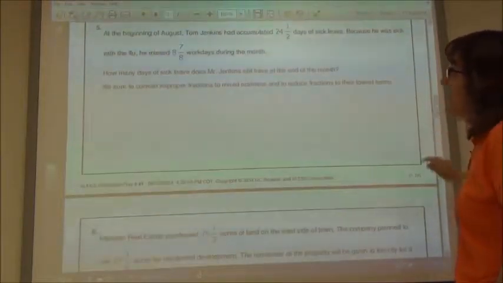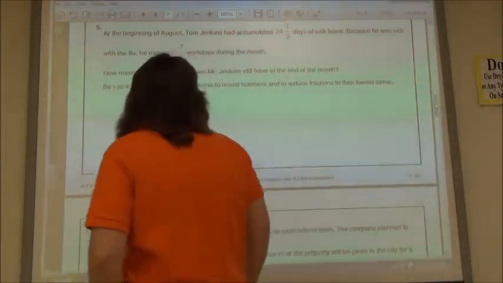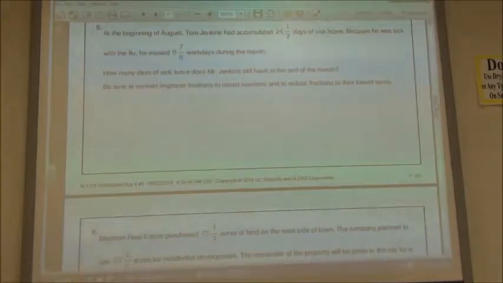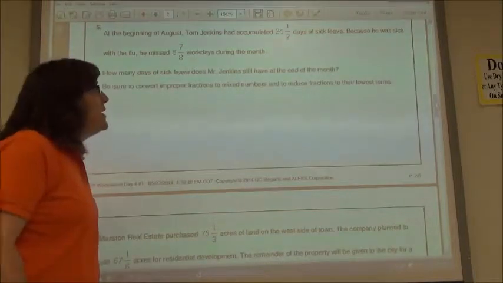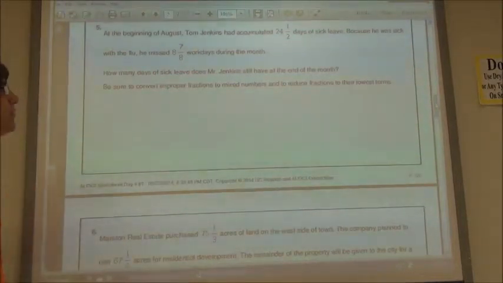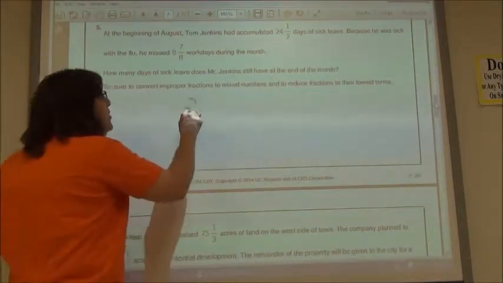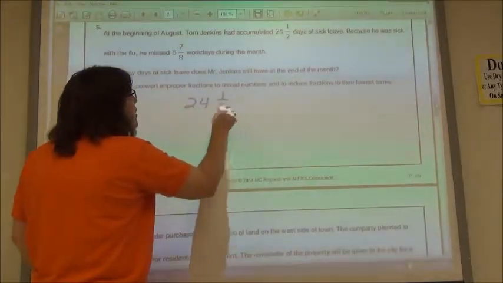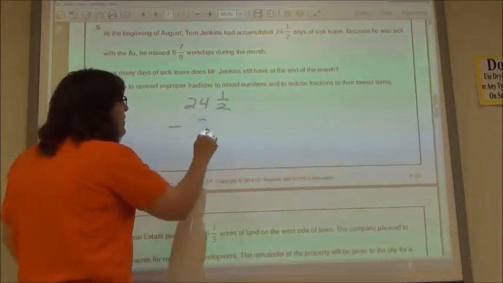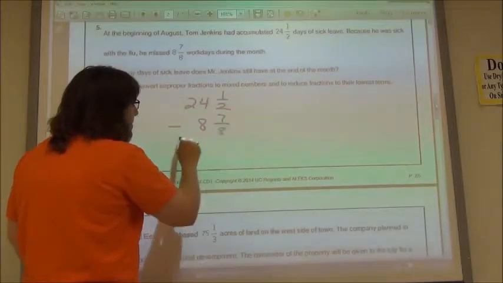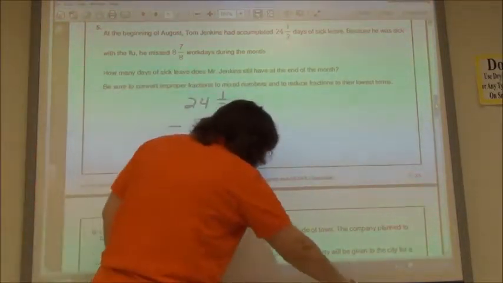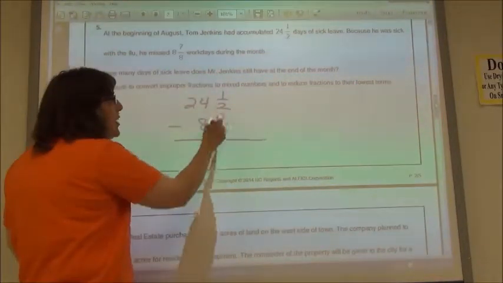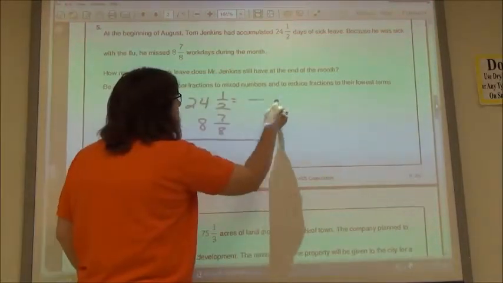Number 5, at the beginning of August, Tom Jenkins had accumulated 24 1/2 days of sick leave, but he was sick with the flu and missed 7 7/8 work days during the month. How many days does he still have at the end of the month? So again, I started with 24 1/2, but I used some of them up, so I'm going to subtract them off, 8 7/8. My common denominator here, since 2 does go into 8, is 8.